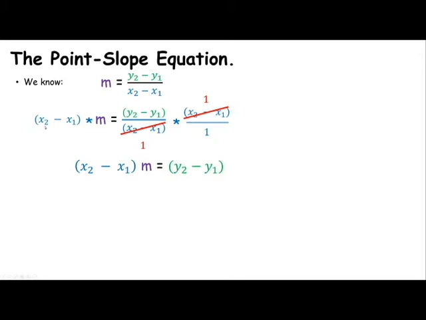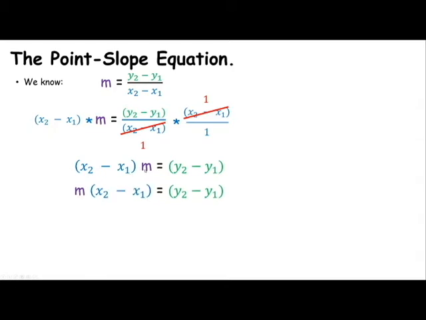Notice over here on the left, I have x2 minus x1 times the m. That brings me to this step. I've got the y's by itself. I'm still going to rearrange this just a little bit more. Notice over here on the left, you have a value multiplied by m.